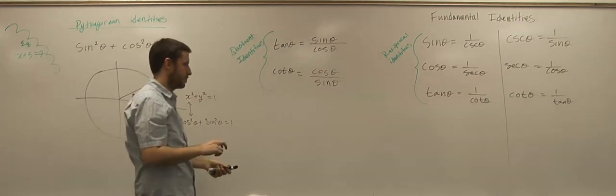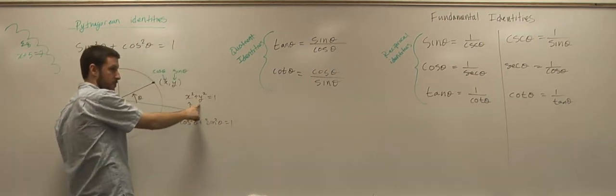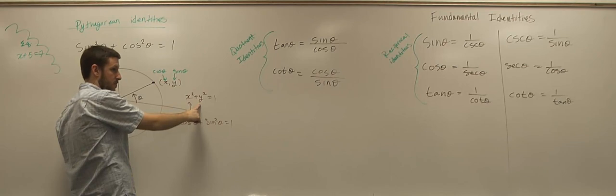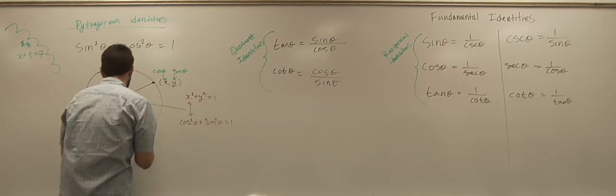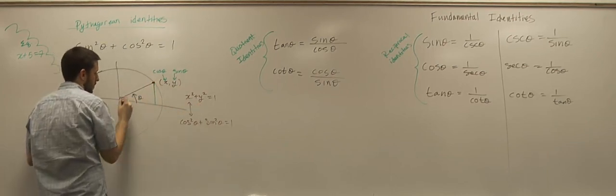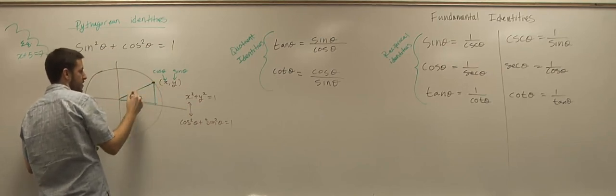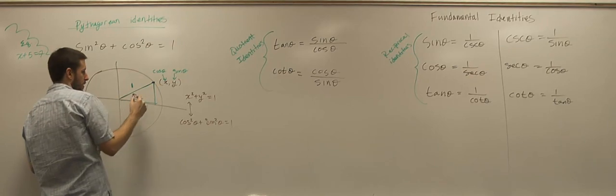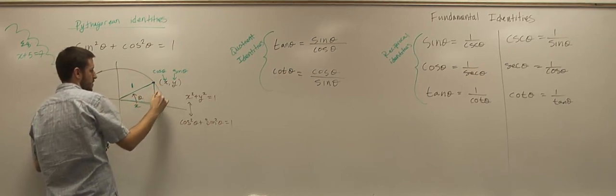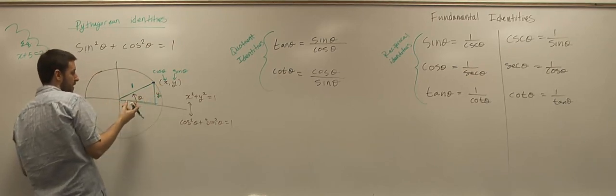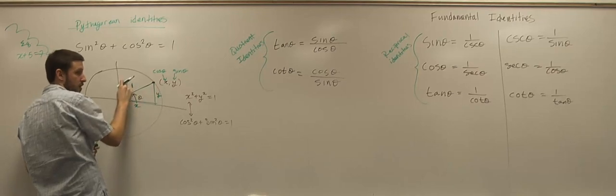Can you explain why it's 1 again? Because it has to follow that, right? Well, another way to do it is like this. The distance on this is 1, right? This is x, this is y. So I know from the Pythagorean theorem x squared plus y squared equals 1.